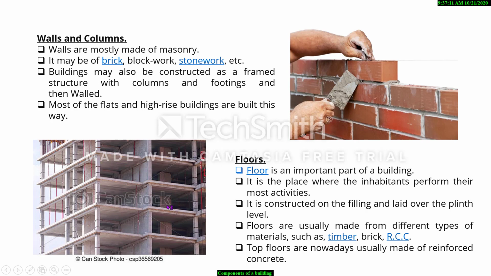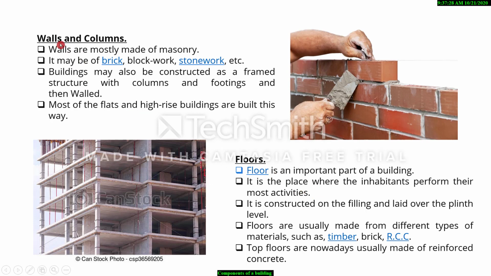So for the residential houses, the brick masonry is also taking the load. They are called load bearing walls. But in a flat, the brick masonry is provided just for the partition. So it is called a non-load bearing wall.